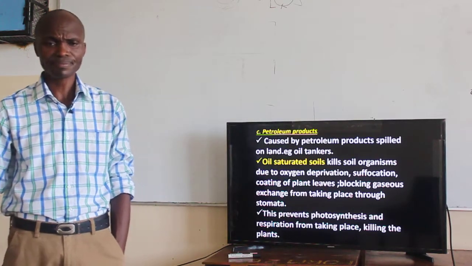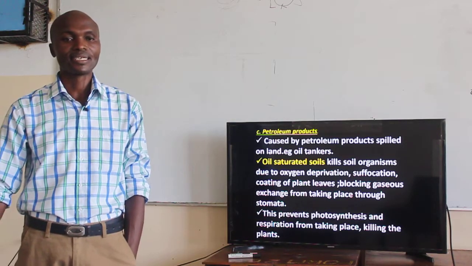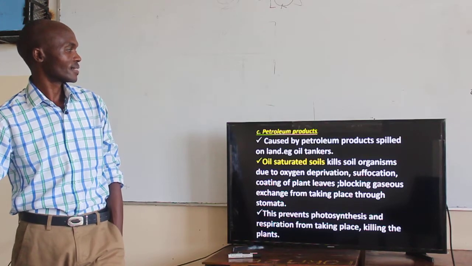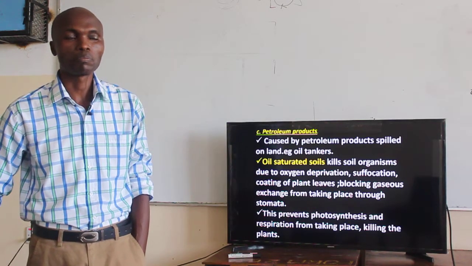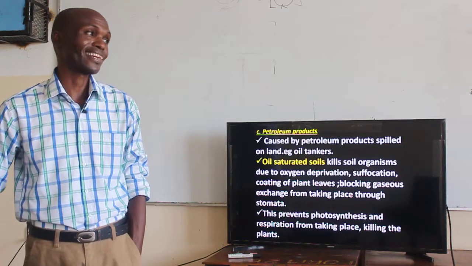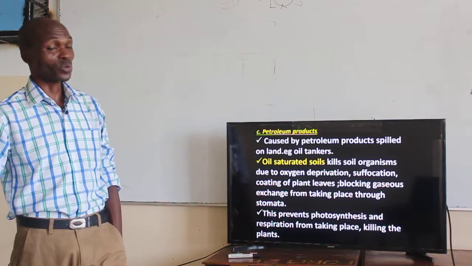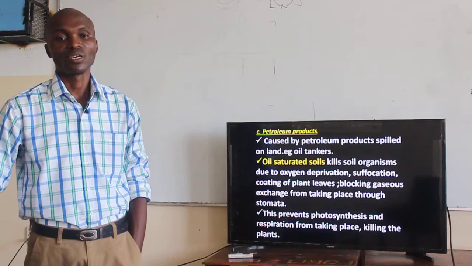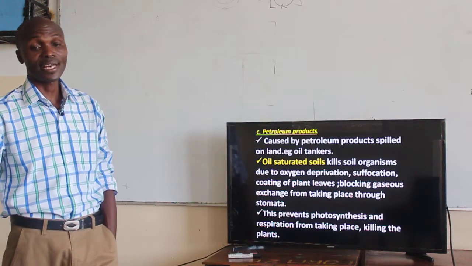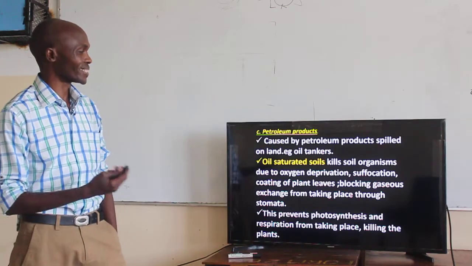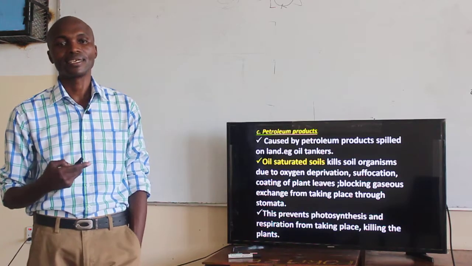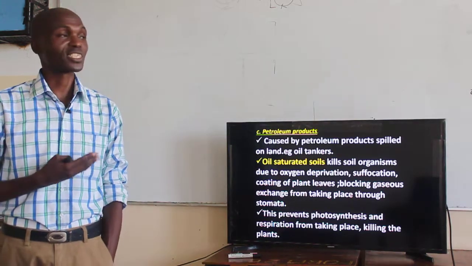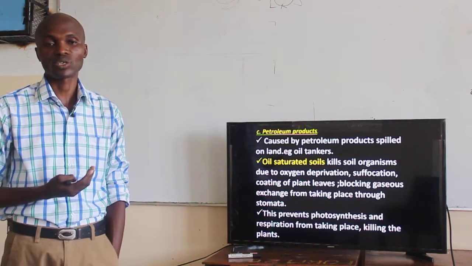The third factor is petroleum products. This will cause soil pollution also. Obviously, we are looking at oil pollutants caused by petroleum products that are normally spilled on land. For example, accidents that occur where oil tankers spill oil on land. So that can cause soil pollution. Remember that when oil is spilled on soil, the soil can become saturated with oil. And this saturation can kill soil organisms because, one, they are deprived of oxygen, which can lead to suffocation and consequent death of these microorganisms.